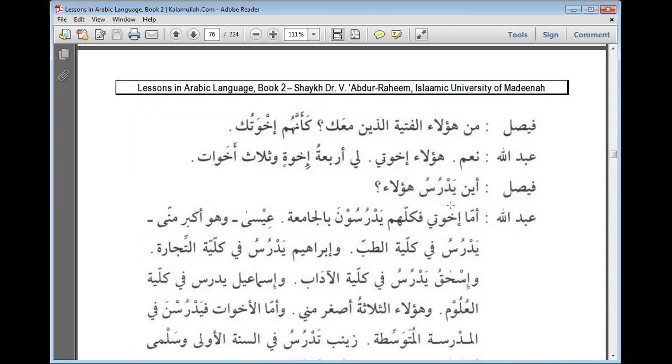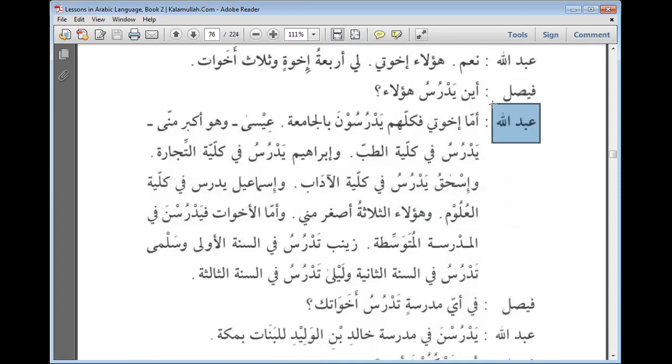Where do these study? So then Abdullah lists for Faisal all the information, right? Amma ikhwati, as for my brothers, فَكُلُّهُمْ يَدْرُسُونَ بِالْجَامِعَةِ. Kullu means all of whom, all of them, right? So all of them, yadrusuna. So we see here, this is the plural form of the verb because the verb is coming in the middle of the sentence. So we use the plural form. So all of them study in the university. All right? All of them study in the university.